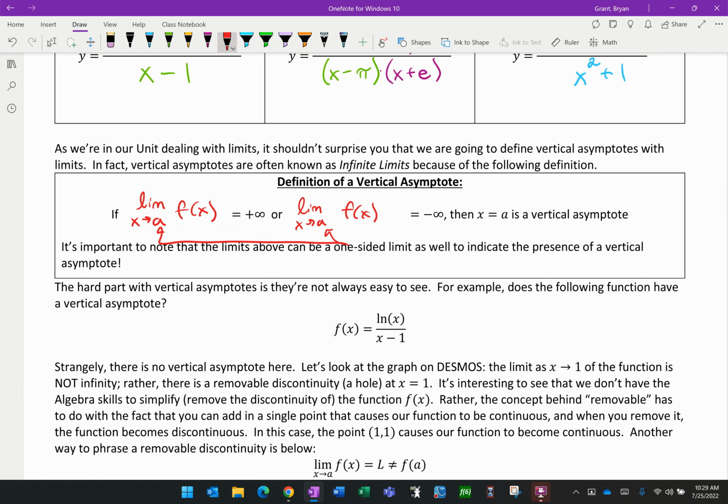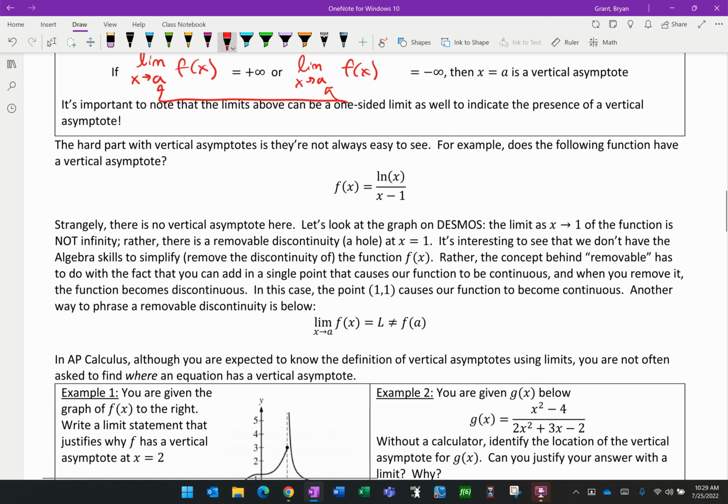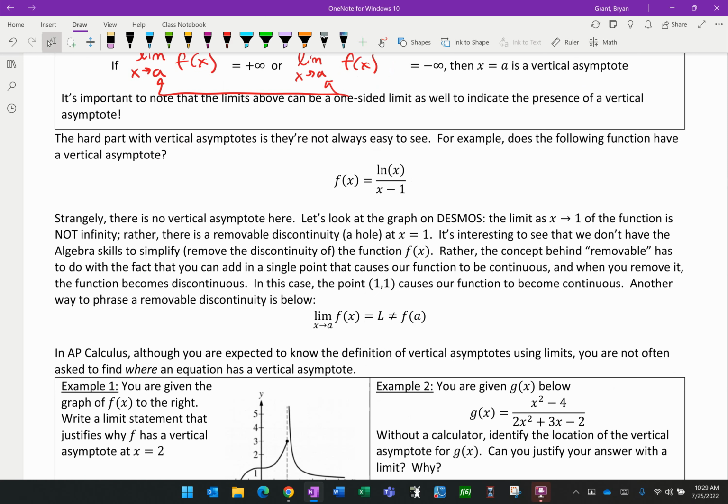Now again, and I've mentioned this before, the hard part with vertical asymptotes is they're not always easy to see. For example, you might look at this function and say, oh, where does this have a vertical asymptote? And you might say, oh, well, that's pretty easy. X minus 1 equal to 0, add 1 to both sides, means x equals 1 is the vertical asymptote, or the infinite discontinuity.